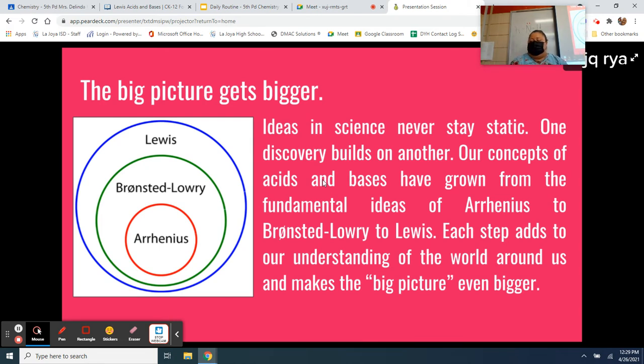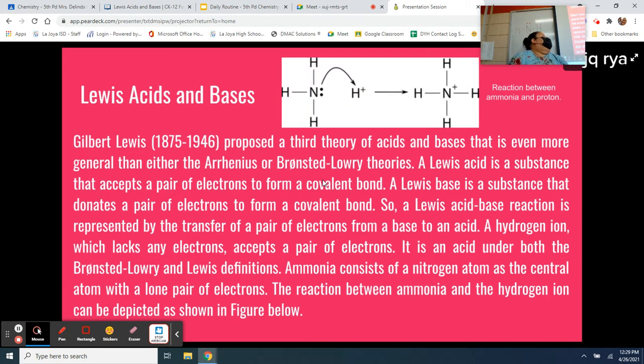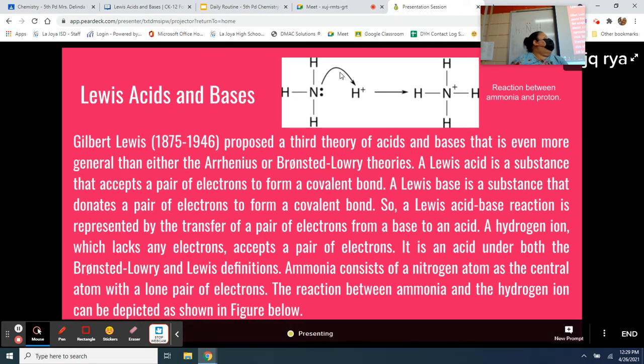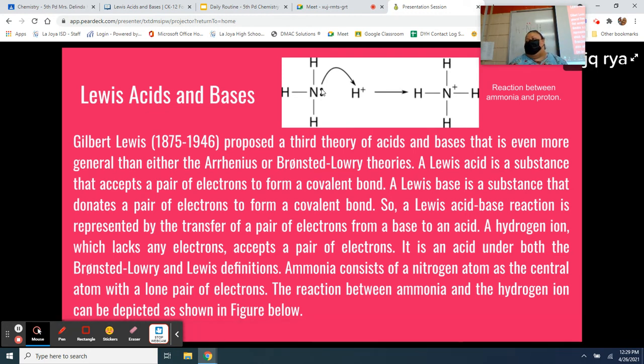That was excellent reading. Yes, Lewis is going to get more general. It's going to get even easier to classify under a Lewis acid or a Lewis base definition. Let's check it out. What do you notice just by looking at the picture? What do you notice that that molecule is going to be doing? Giving away hydrogen? What specifically? What are these little dots called? The lone pairs, right?